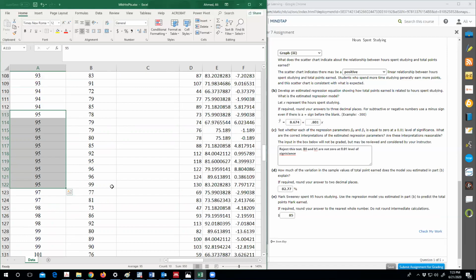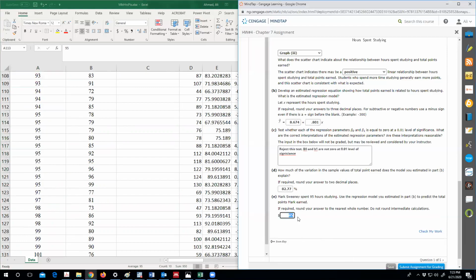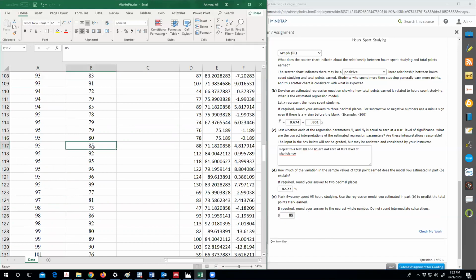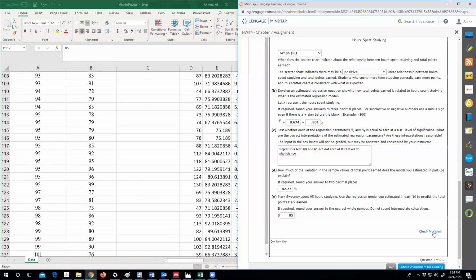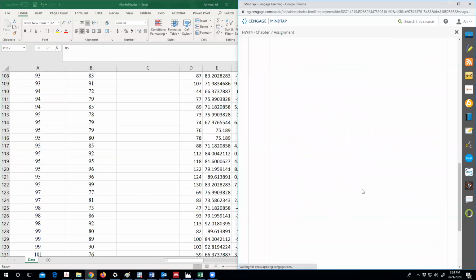But on average, our prediction is that if you study 95 hours, you will get 85, because maybe that's like on average. So regression just finds out that on average, you will get this answer. So this is for question number 1.